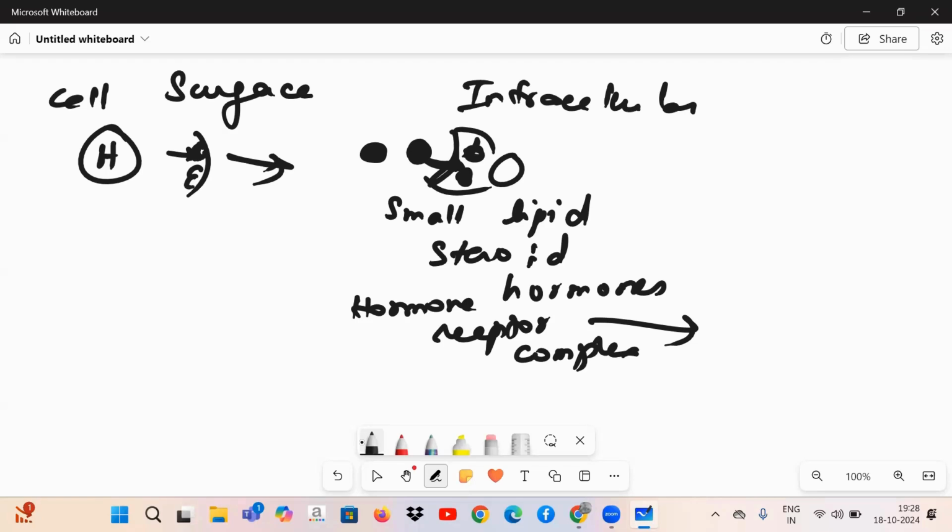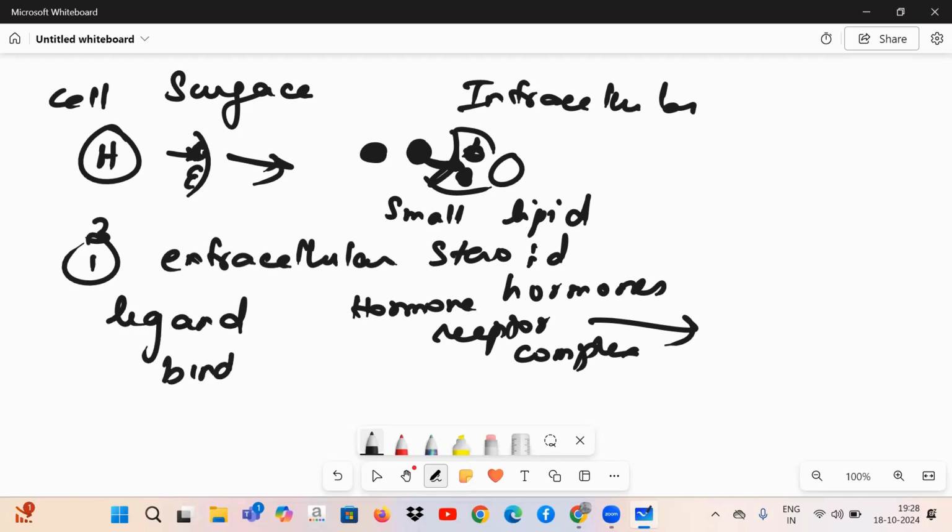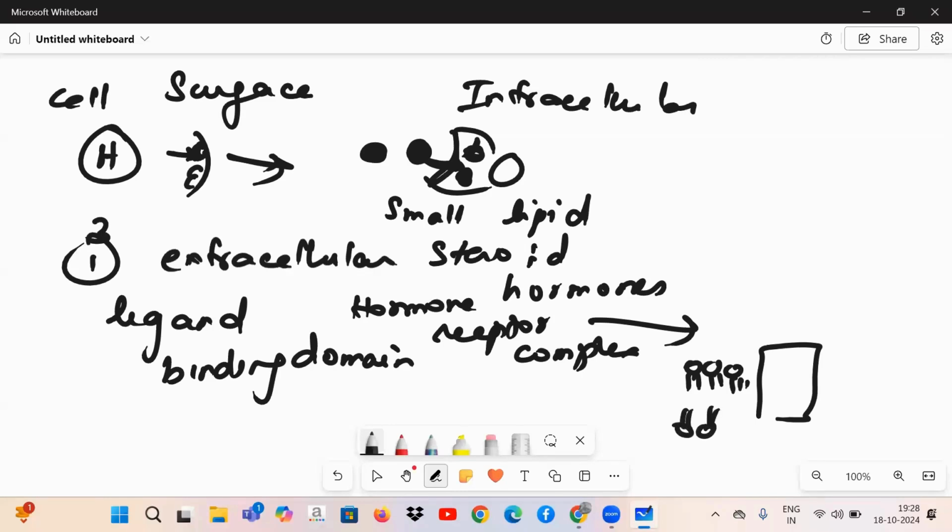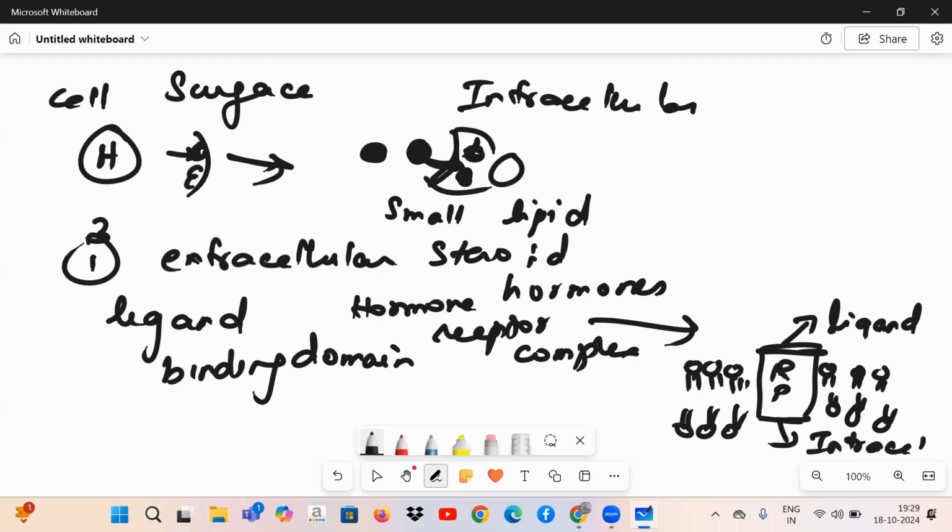All right. So when we are talking about the cell surface receptor, it has three different regions. One is the extracellular ligand binding domain. For example, if I have the plasma membrane, a phospholipid bilayer, this is the receptor protein which we are talking about. It has an extracellular ligand binding domain outside, and towards the inside, it has an intracellular domain. This is extracellular, this is intracellular.